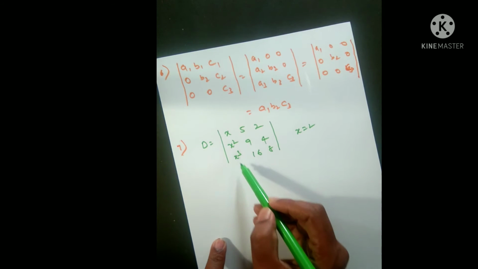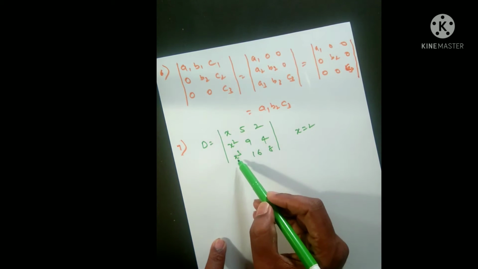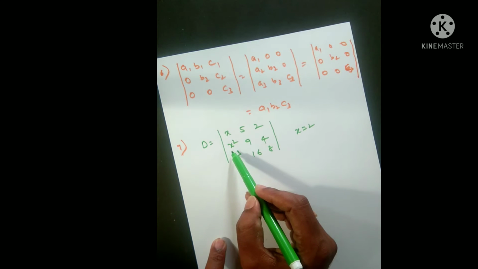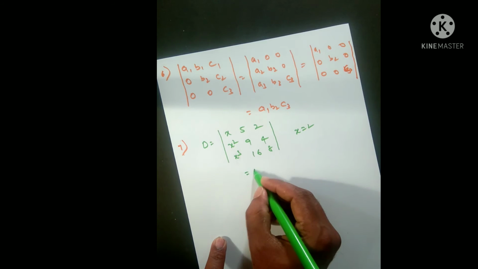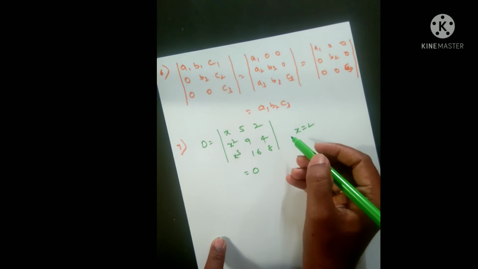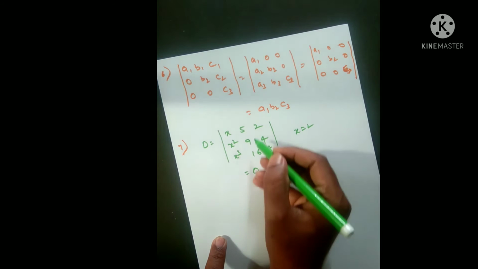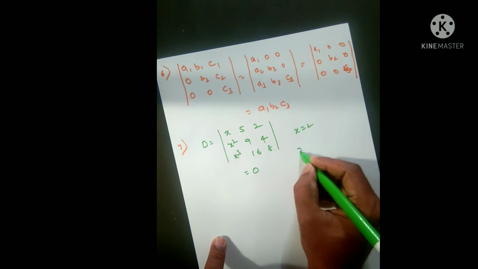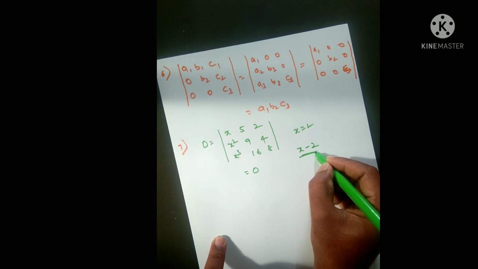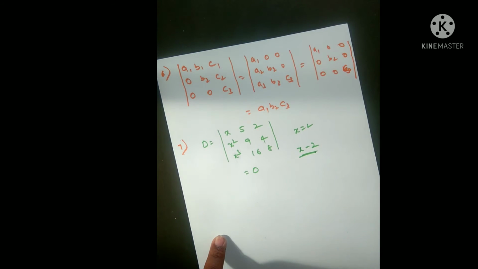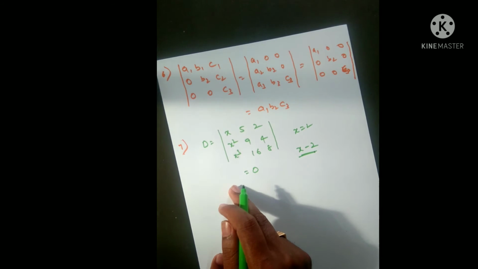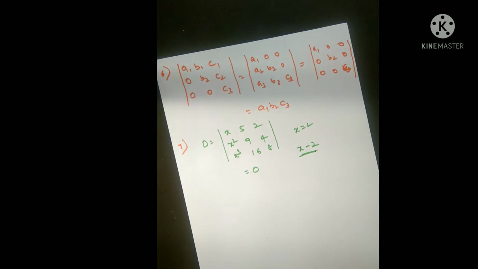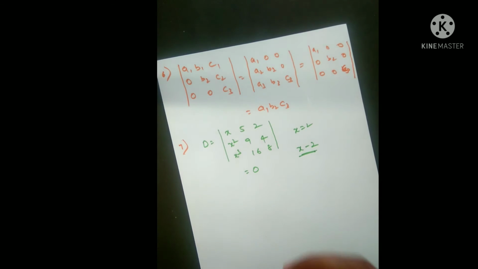2 square is 4, 2 cube is 8, so 2 4 8. That means the first column and the third column become identical, so the value of the determinant is 0. When I put x equal to 2, the value of the determinant is 0, which means x minus 2 is a factor of this determinant. This is one of the important properties we should remember. These are the important things we should remember. Now I will move on to the problems.